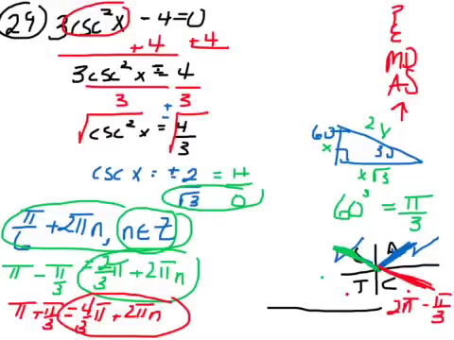And if I got a common denominator, if I multiplied 2 by 3 over 3, wouldn't that be 6 pi over 3 minus pi over 3? That would be 5 pi over 3, right? So I would have 5 pi over 3 plus 2 pi n.